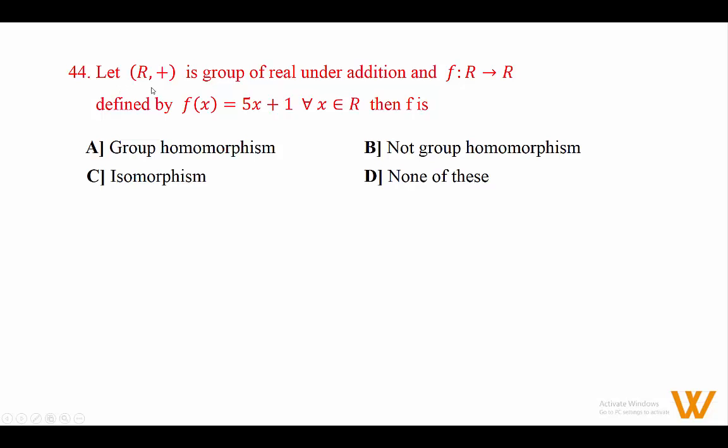44. Let R plus be the group of reals under addition and f from R to R defined by f of x equals pi x plus 1 for all x belonging to R. Then f is, first option, group homomorphism. No, wrong. Pi x plus 1 is not a group homomorphism, so the answer is option B, not a group homomorphism.